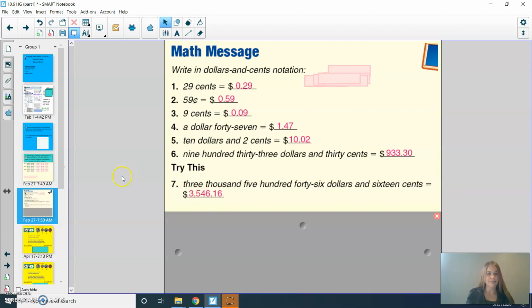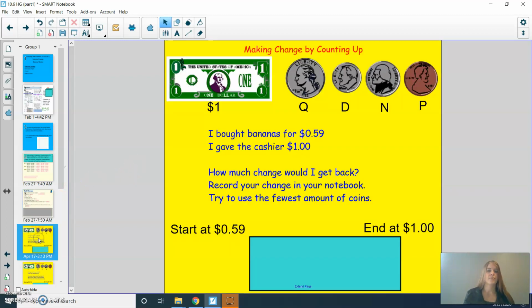Would look like this. For our next problems, we're going to be making change by counting up. For this first problem, you might want to hear my explanation just to see how we're doing this. And then for future problems, pause to try to solve on your own.